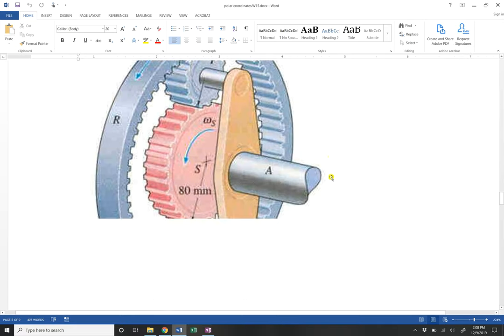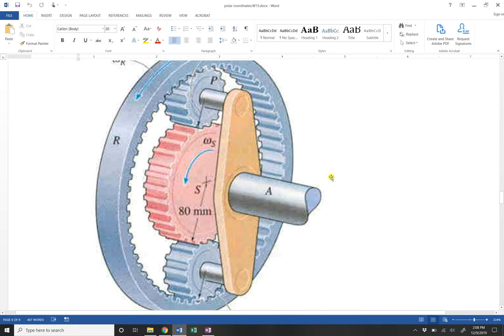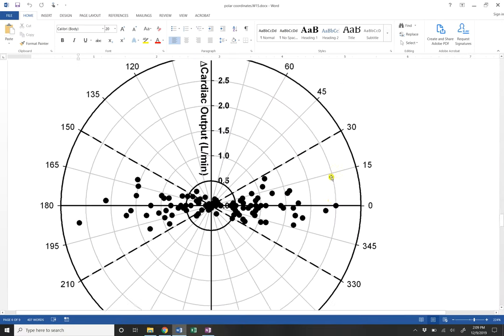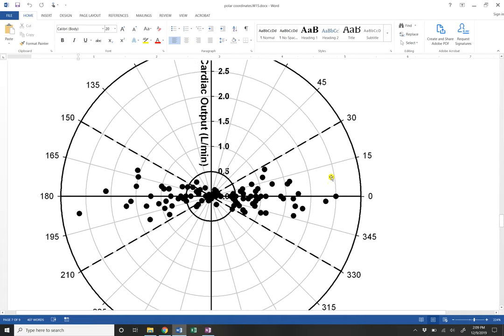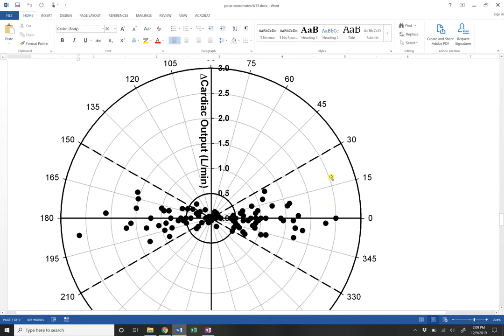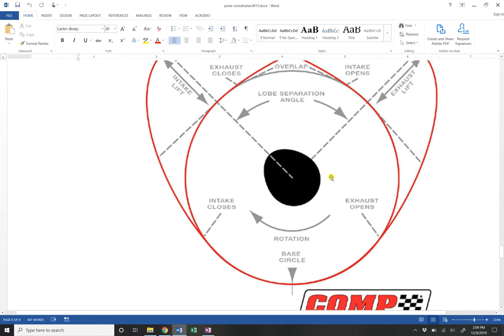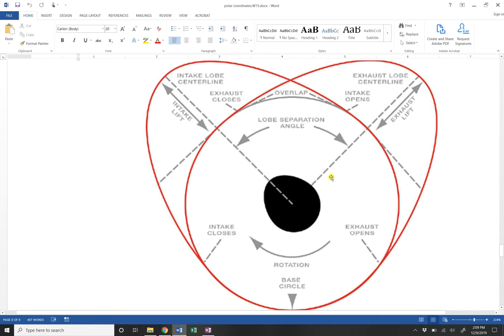And things that spin. A lot of things that spin are modeled with polar coordinates because you have a natural center. This is another academic journal that had to do with something with cardiac output. So you can see the polar coordinates there. This is something that spins here. Anyone know what this is? This is in your car.